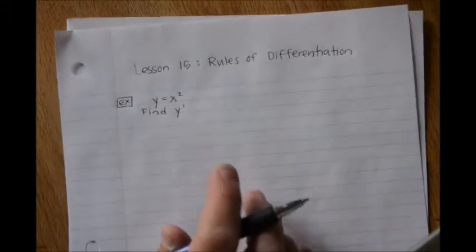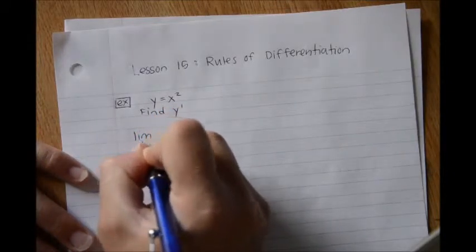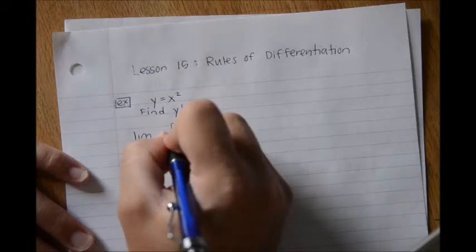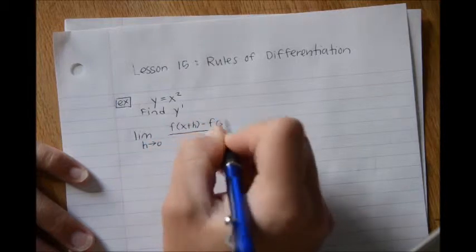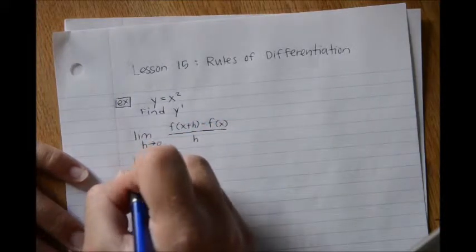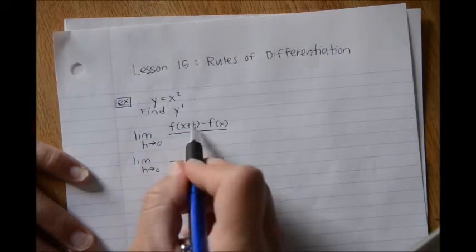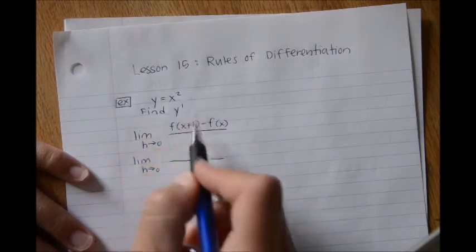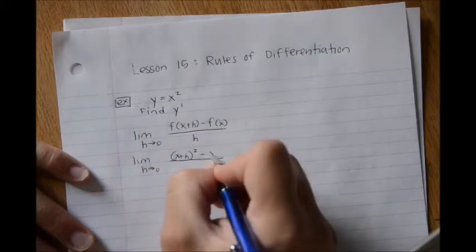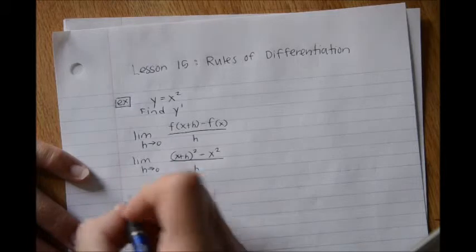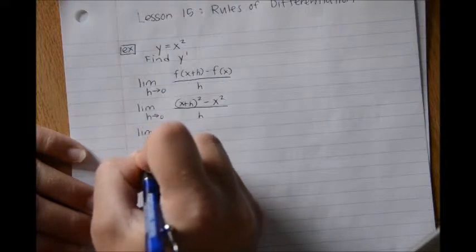Okay, so when we did this before, we took the limit of the difference quotient. So the limit as h approaches 0 of f of x plus h minus f of x, all over h. Then we fill in all of our values. h is approaching 0, and f of x plus h is going to be our function with x plus h plugged in, minus just our function, which is x squared, all over h. Then we would take the limit as h approaches 0.